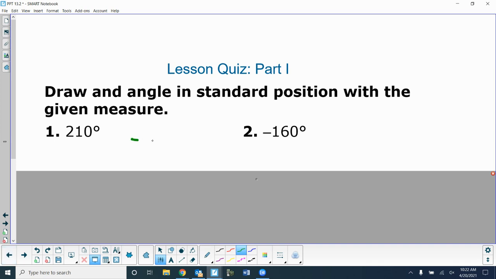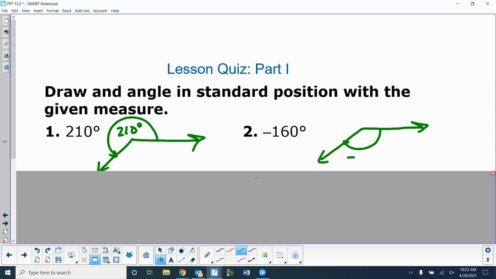Remember, we start at positive x, and then 210, so 90, 180, a little past 180, right? 210. Negative, we go this way, 90, not quite 180. So do your little arc, tell me which way you're going, or whoever's looking at it.